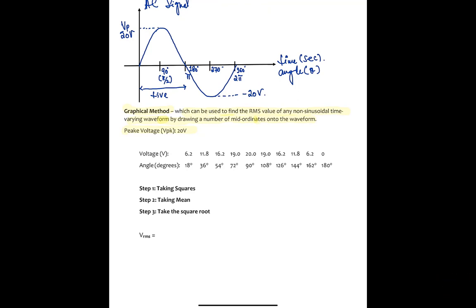We're only focusing on the positive half wave. One of the things that you have to do is split and make segments of equal spacing in the positive half wave of the signal.